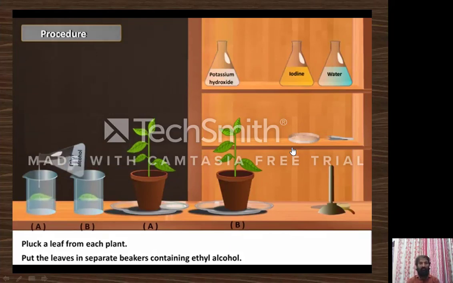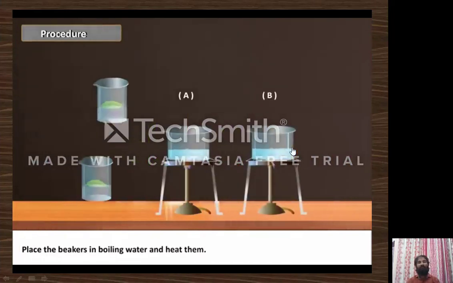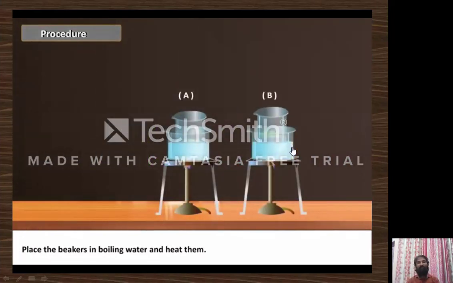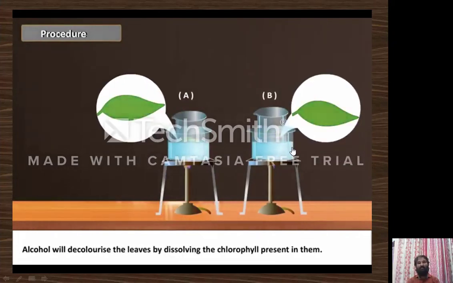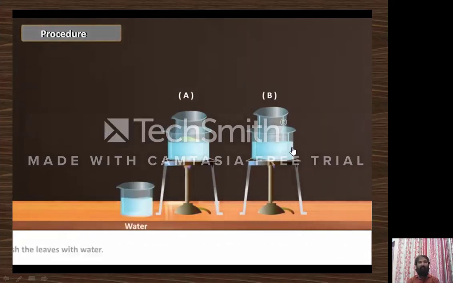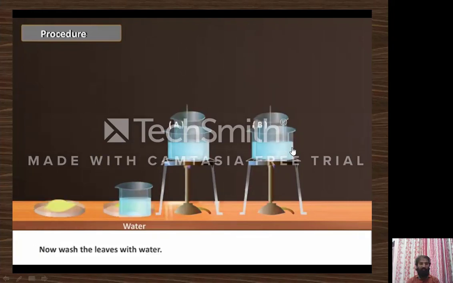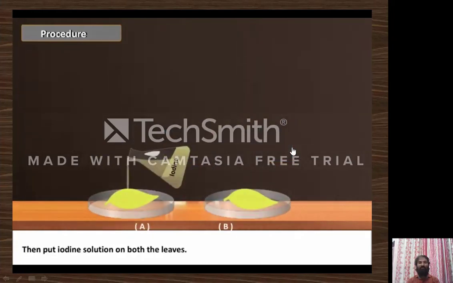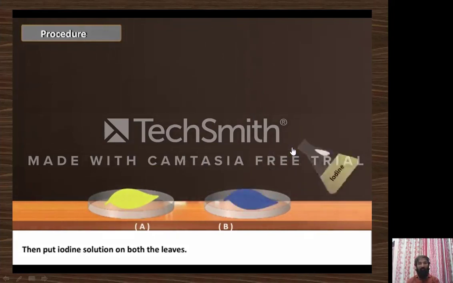The starch test on leaves. Take ethyl alcohol and place it in hot water. What will happen? The ethyl alcohol removes the chlorophyll and the leaves turn pale yellow. Now take those leaves into petri plates and pour a few drops of iodine. Which one shows blue color? B.